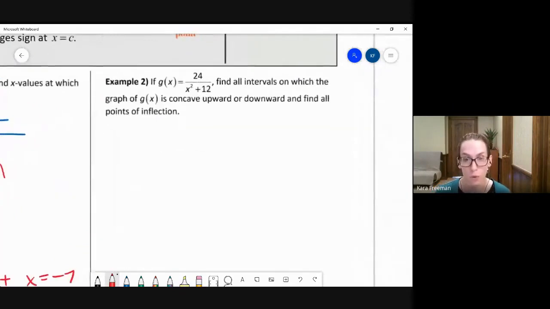So this is more like what a full problem might look like, because this time I gave you the original function, not the second derivative. So if I give you some original function, and I say find all intervals on which the graph is concave up or down, and also find all points of inflection. So the very first step that we would want to do is we need to find the second derivative. And to find the second derivative, we have to find the first derivative. Okay, so let's get practice with this.